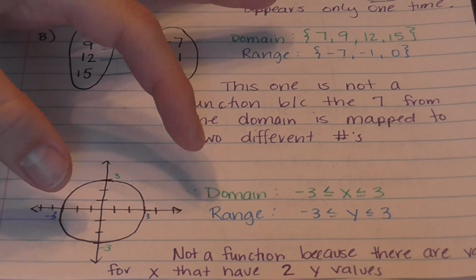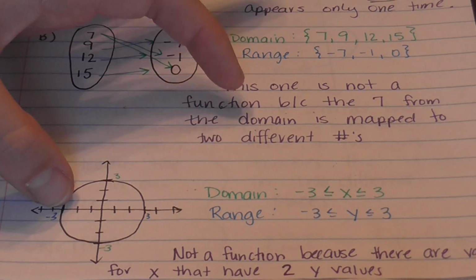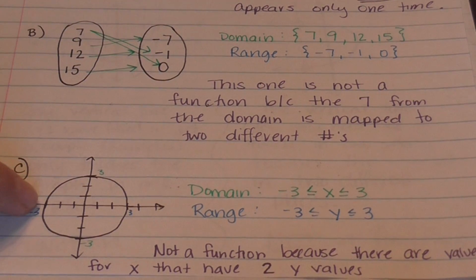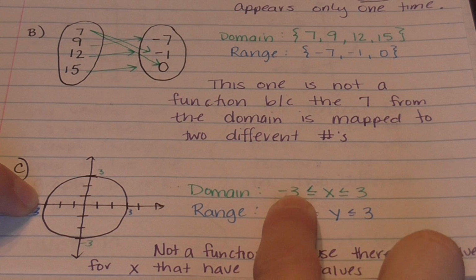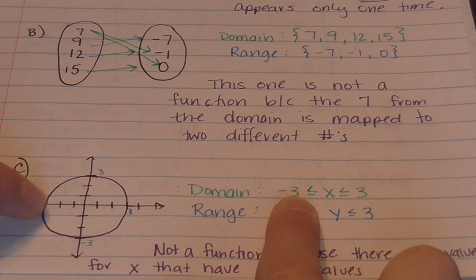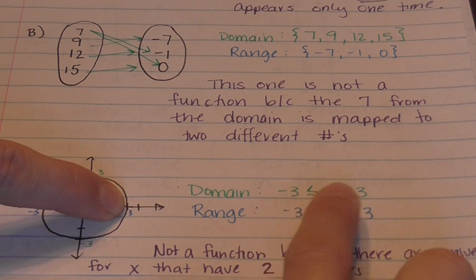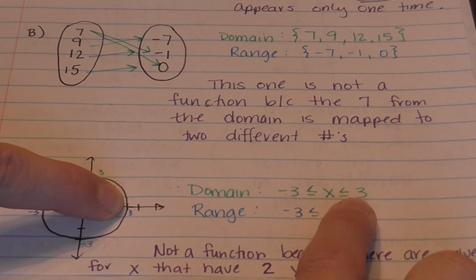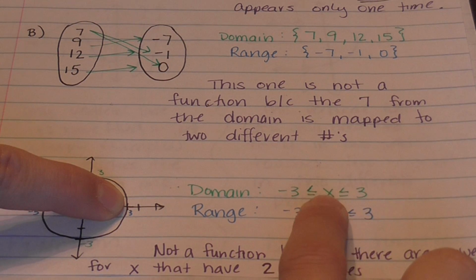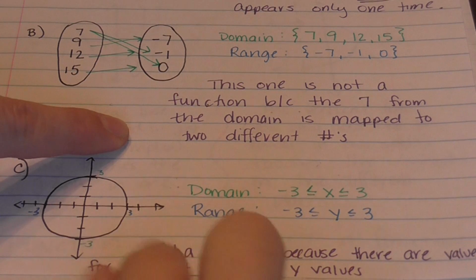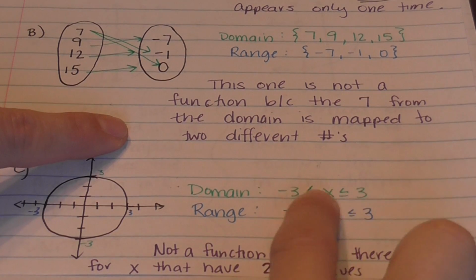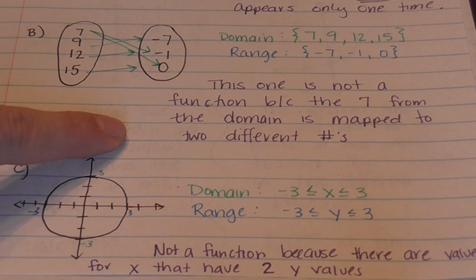So let's go back and start with domain. How far left does this graph go? Well, it doesn't go any farther left than -3. So that's the low end of my domain. It doesn't go any farther right than 3. So that's the high end of my domain. All the x's that are in between the -3 and 3, that is my domain. So that's why I write the x in between those two.